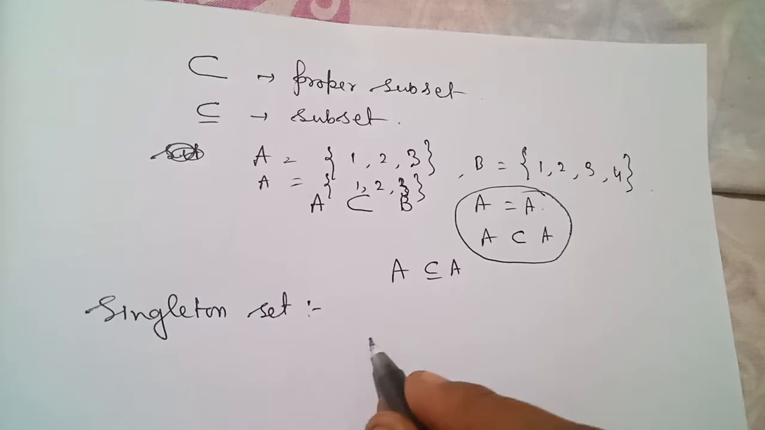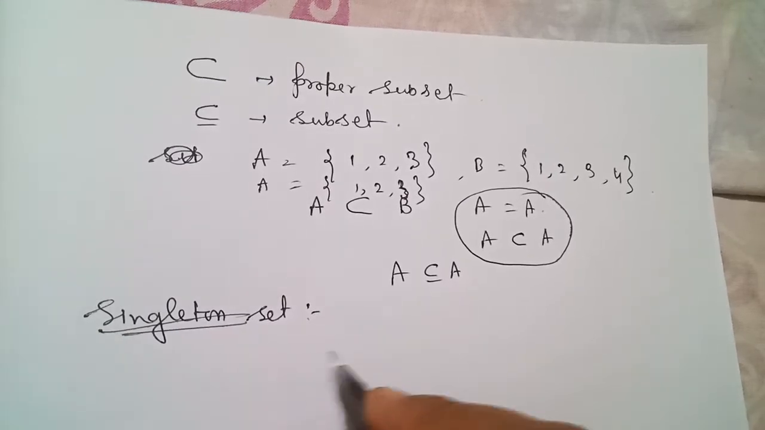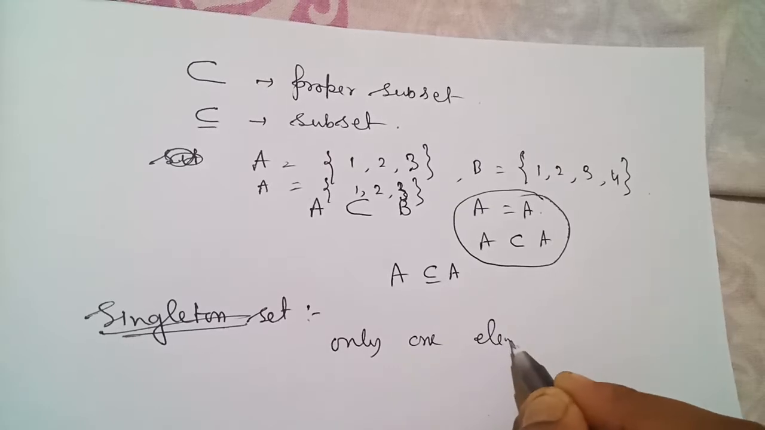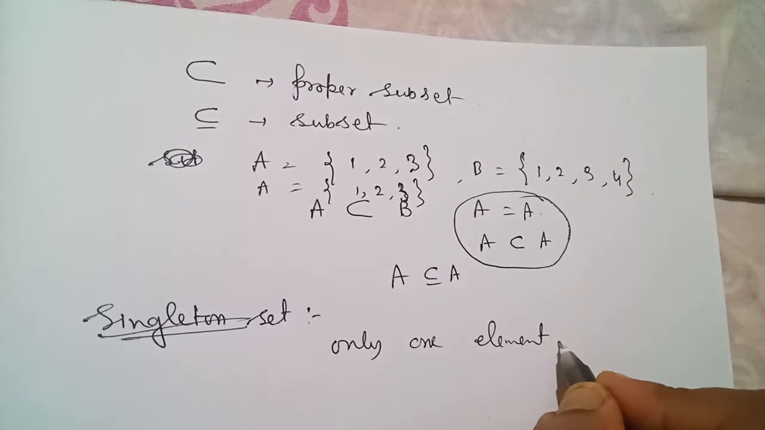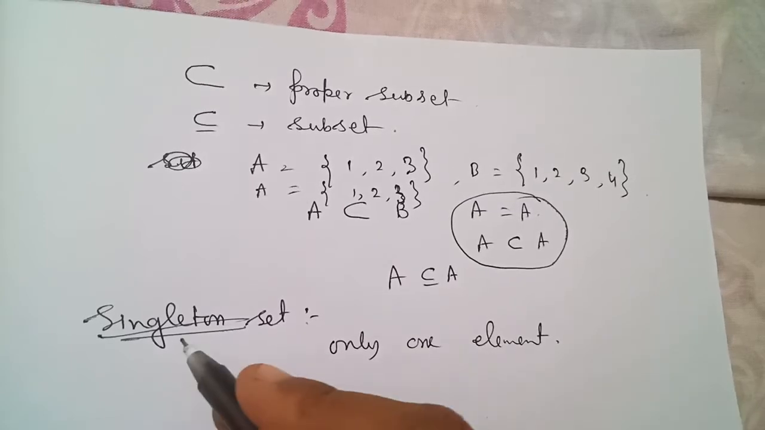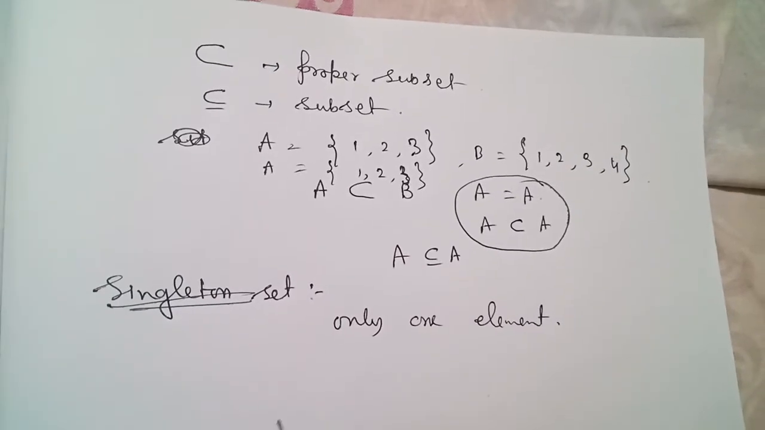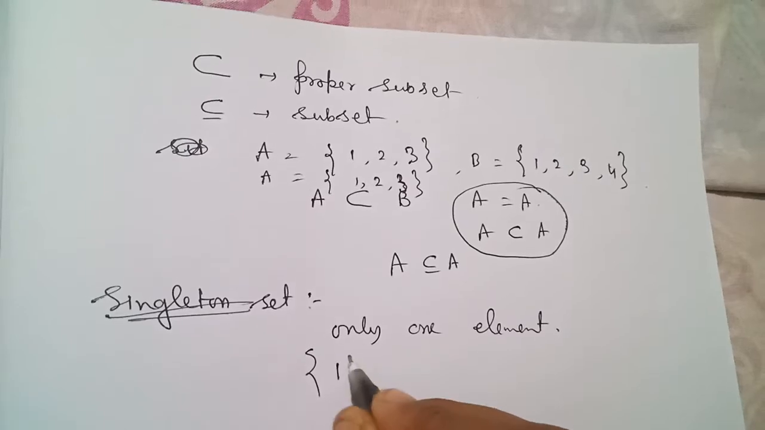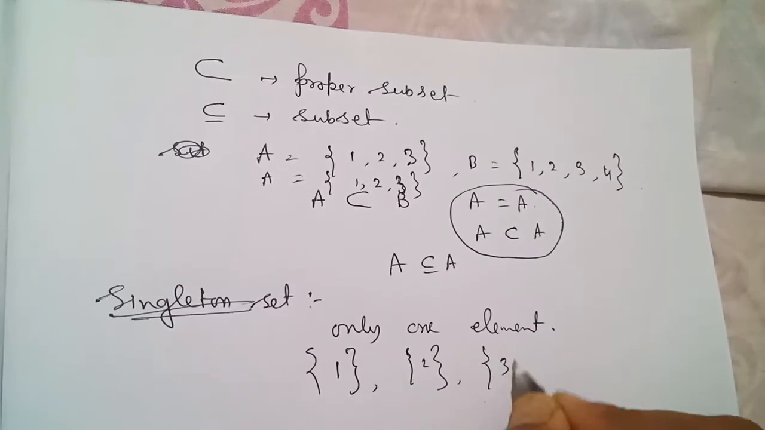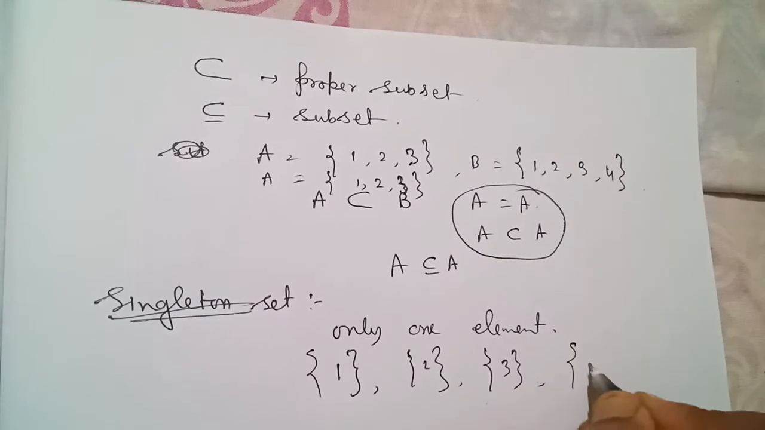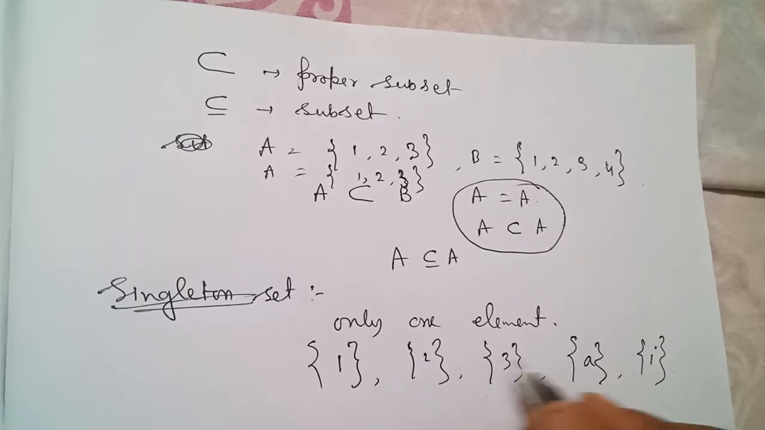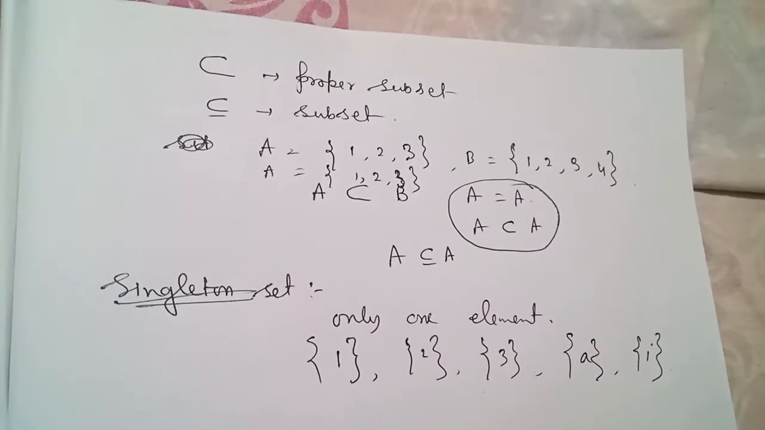Singleton set means only one element. A set which is having only one element is called a singleton set. Like 1, like 2, like 3, like A, like I. So all are having only one element.